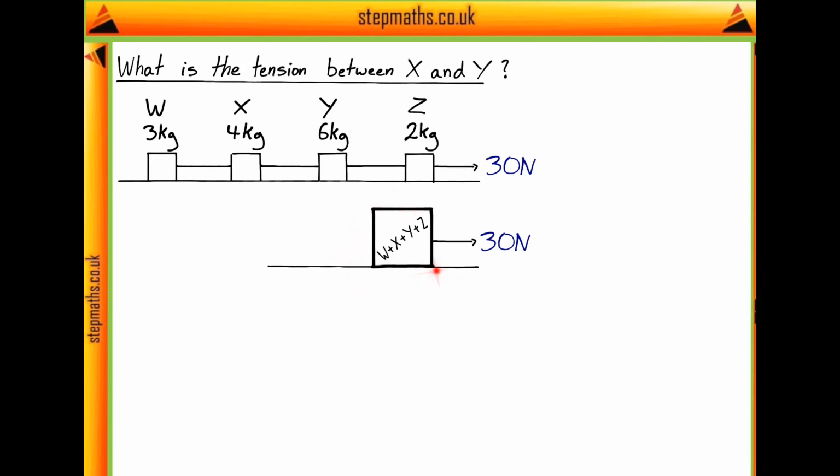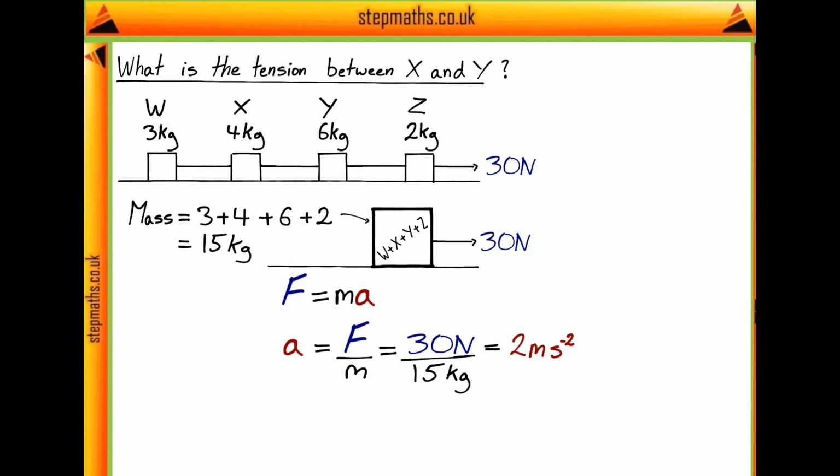What I've done here is accumulate all of the blocks together into one big block with a mass of 15 kilograms. By doing this, we can go ahead and use Newton's second law to calculate the acceleration of the system. So the force is just going to be the total force on the system, which is 30 newtons, divided by the total mass of the system, so 30 divided by 15, which is 2 meters per second squared. Then this acceleration is the acceleration of the whole system, and therefore is the acceleration of each mass, since the masses all accelerate at the same rate.